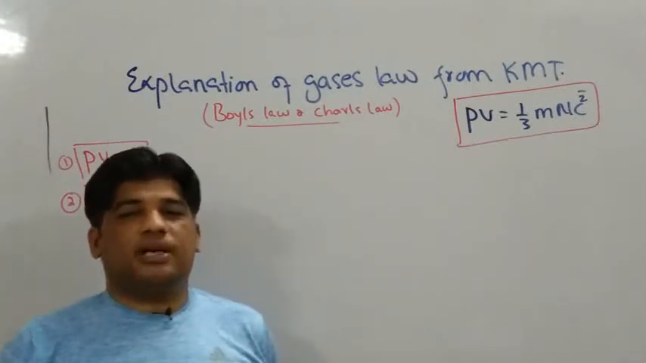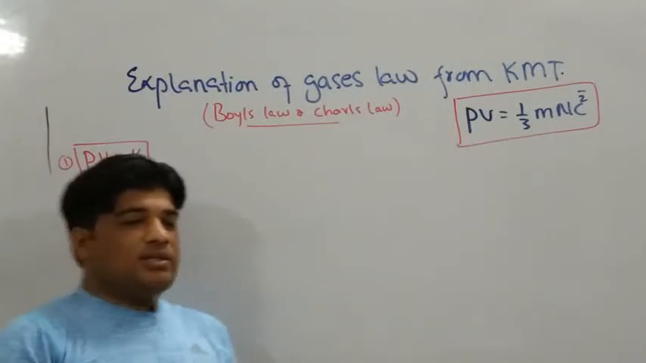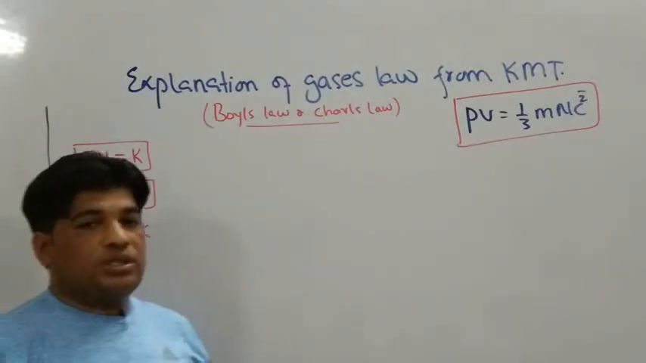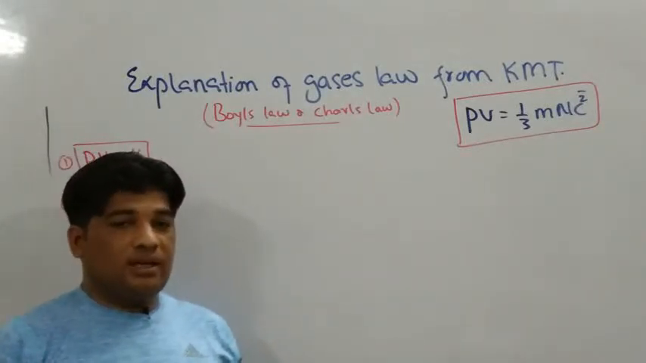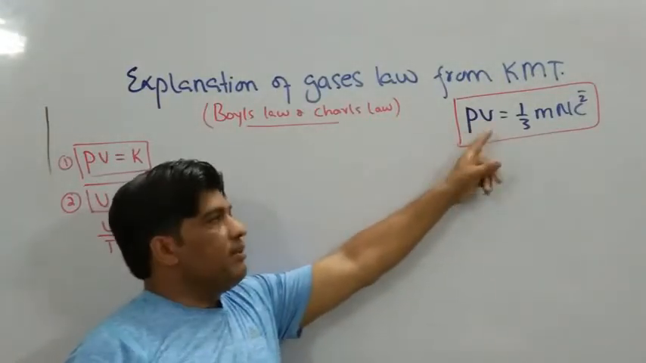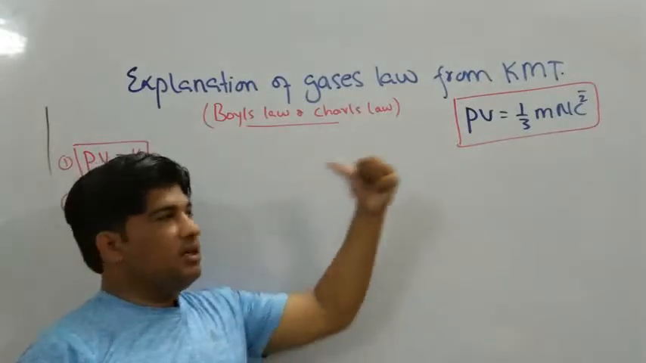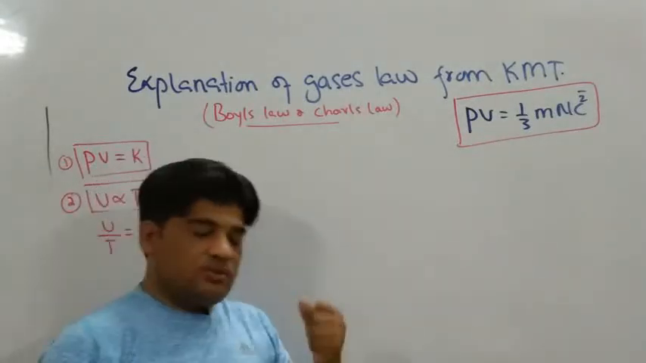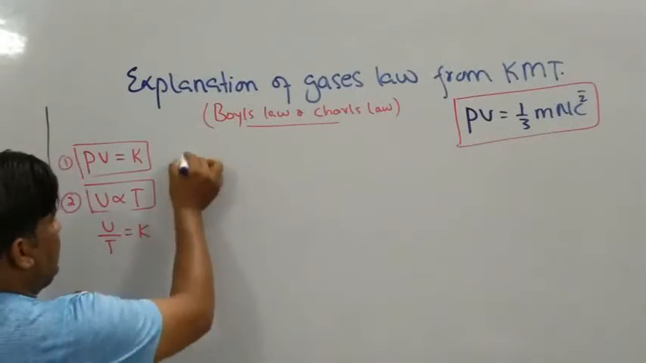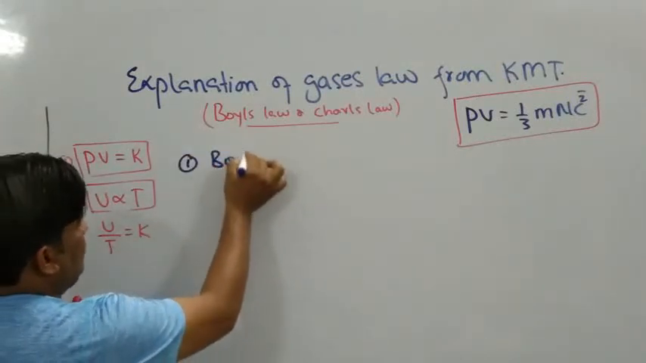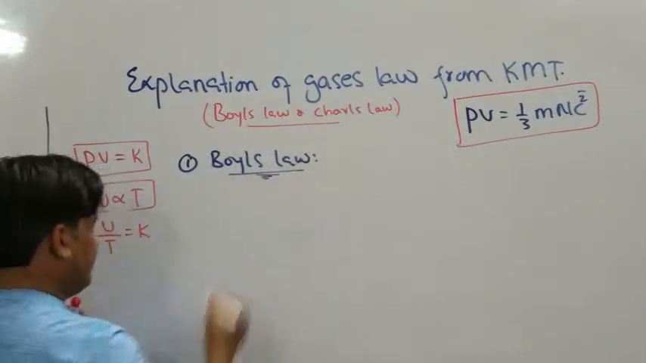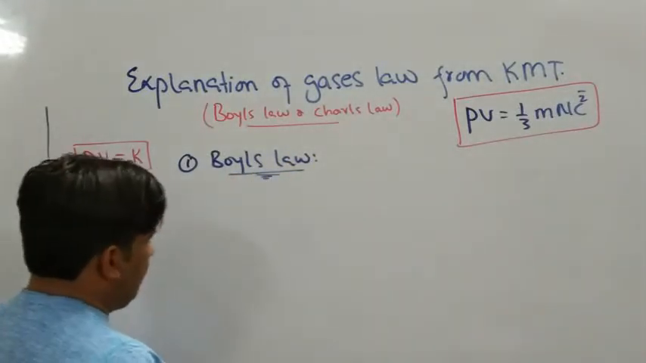मेरे कहने का मतलब है कि Boyle's तो यही कह रहा है कि PV is equal to K और Charles कह रहा है V directly proportional to T और V by T is equal to K, लेकिन इन्हीं रिलेशंस को हम kinetic equation PV is equal to 1/3 mNc square से कैसे साबित करेंगे, डिराइव करेंगे. So let me explain Boyle's law. First of all, Boyle's law from the kinetic equation.